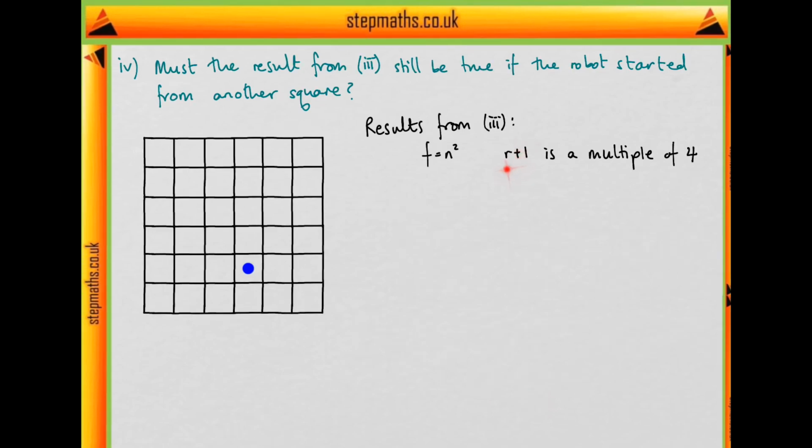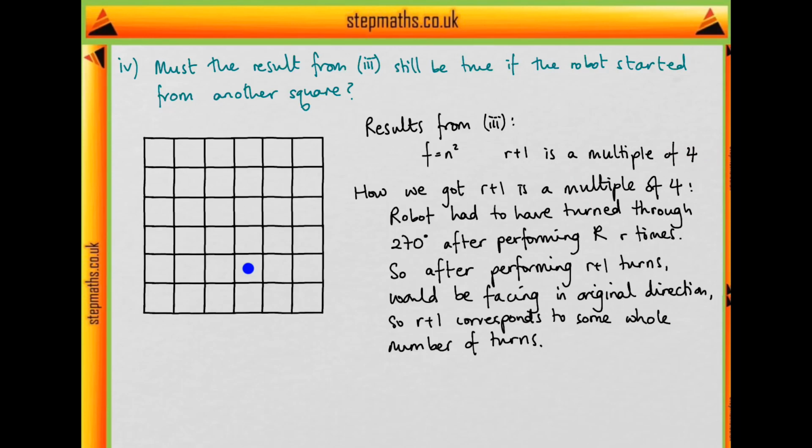Okay, so how about r plus 1? How did we get this result? Well, we said it was because after the robot had performed r times, then it must have turned through 270 degrees. And so if it had performed r plus 1 turns, then it would be facing in the original direction. And so r plus 1 must correspond to doing some whole number of turns. So because there are 4 turns in a whole turn, then r plus 1 is a multiple of 4.